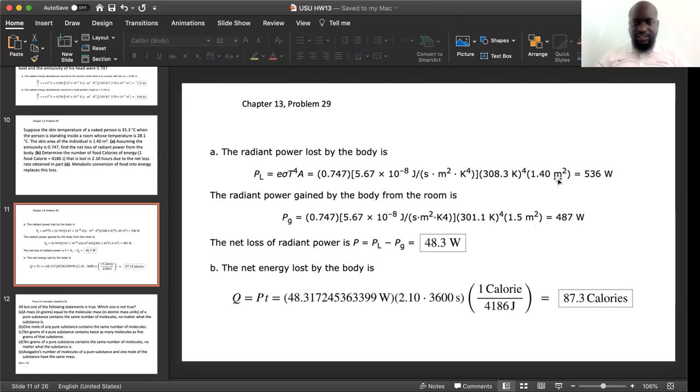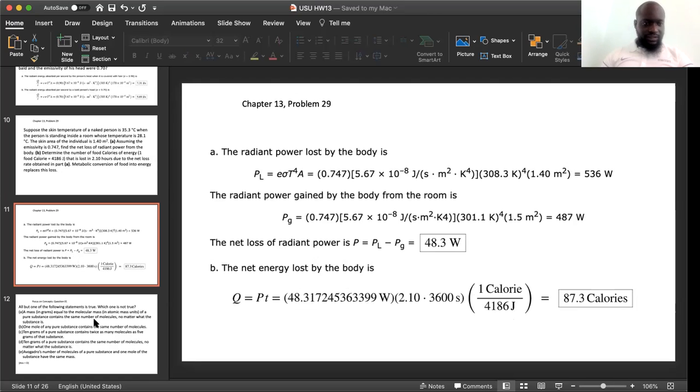So we get the power for the body absorbed, the radiant power gained by the room and the radiant power lost by the body. And then we take the difference for the net loss of radiant power. So the net energy lost by the body is just power times time to get energy, because energy over time is power, and we just got the power already. Okay, so we'll get that energy, but they want it in calories. So that's why they're converting: 1 calorie is 4186 joules. And then you get that answer in calories.